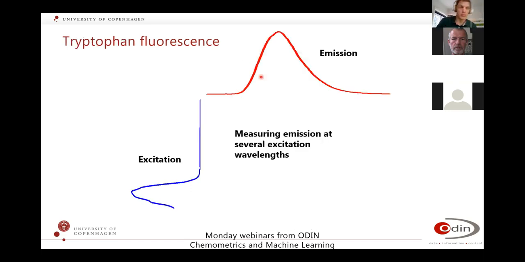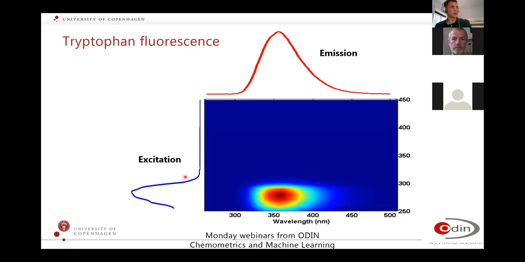Now, you could either measure the emission profile, as we see up in the red, or you can measure the excitation profile in blue. But you could also measure both of them at the same time, meaning that now we are measuring several emission wavelengths, the several emission spectra, as a function of the excitation. And then we can get what we call an excitation emission matrix. Also going to get a bit back to that, but not very much. This is how we, in our section, prefer to look at fluorescence.